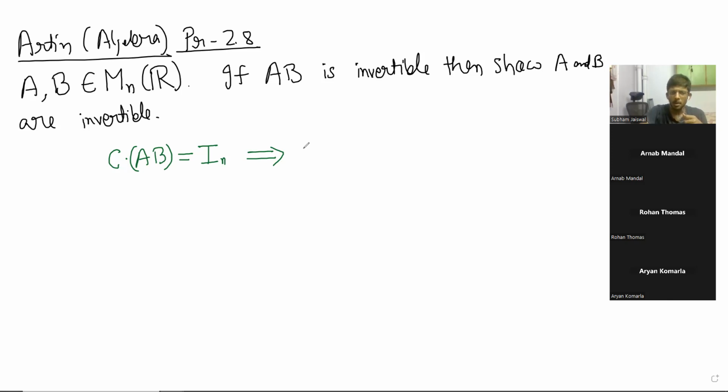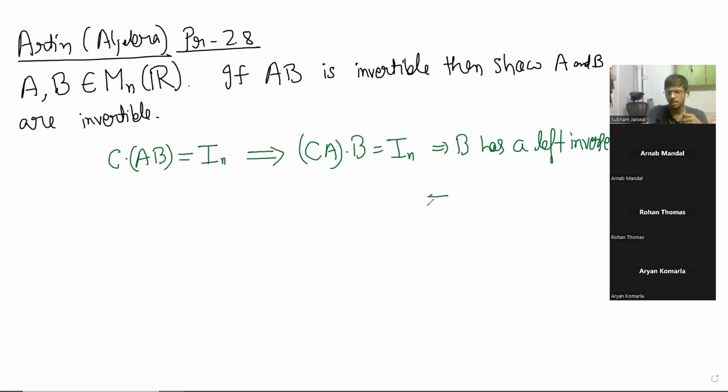Yeah, but let us see what are the things that make it work. So here we are saying that B has a left inverse. This implies B has a left inverse. So why does it imply that B has a right inverse?